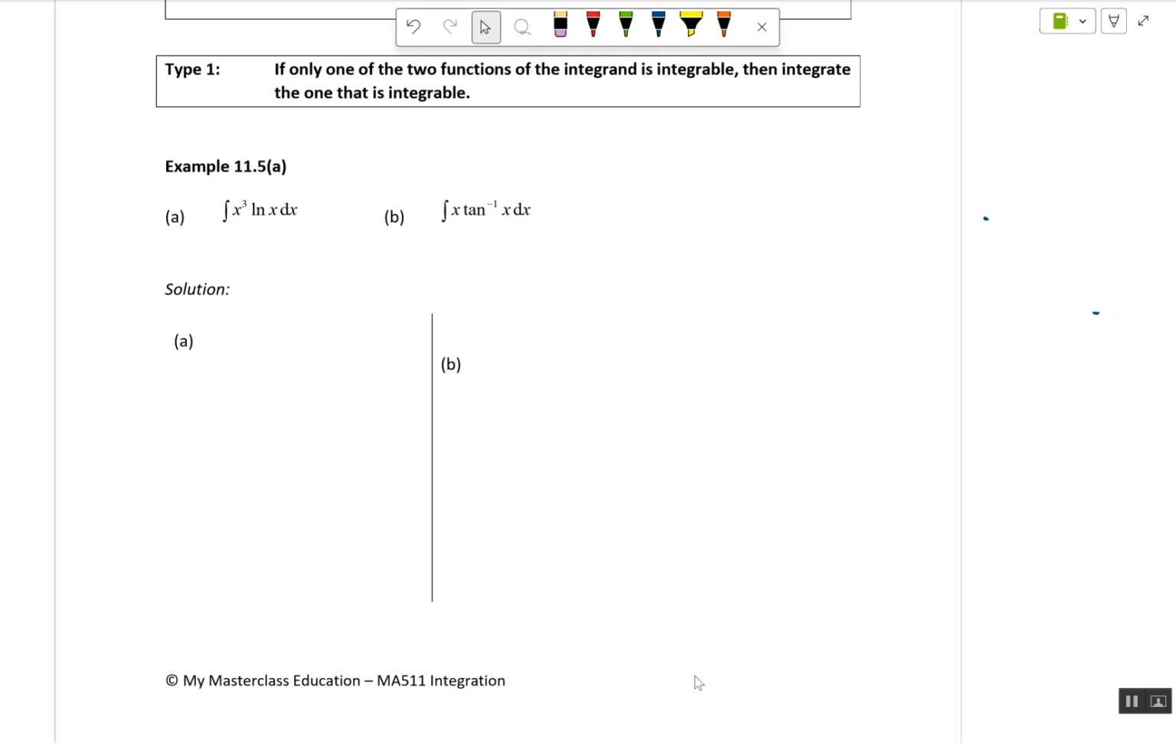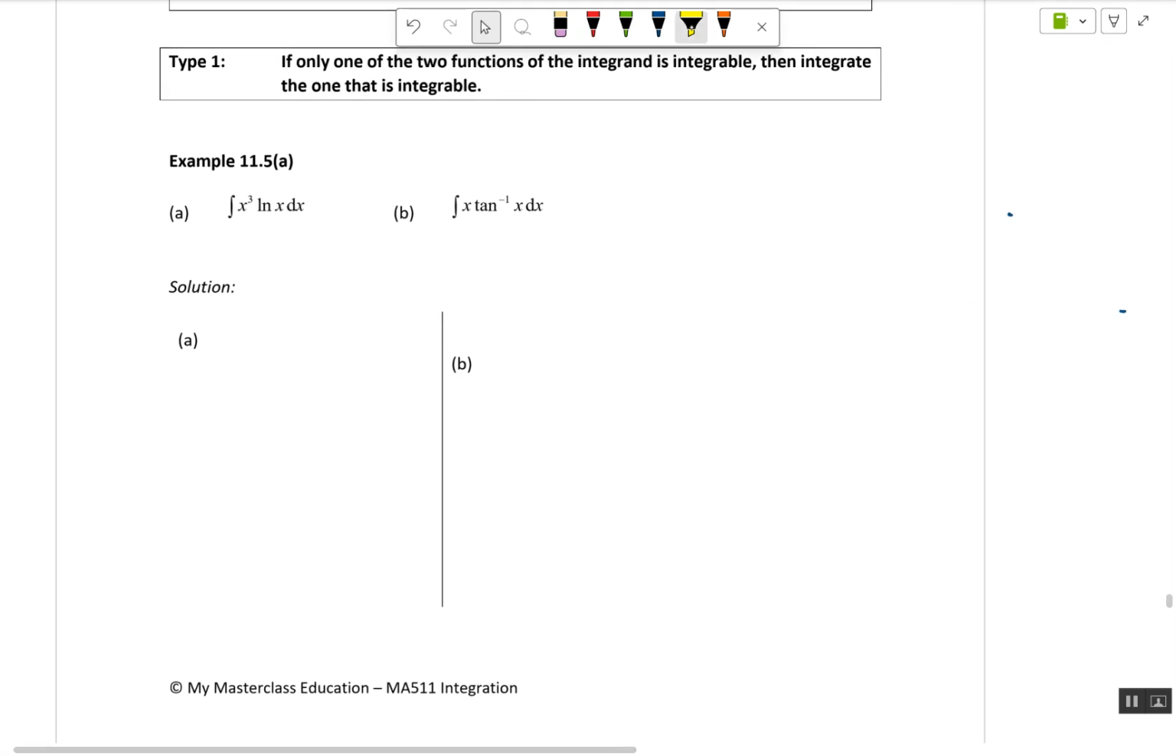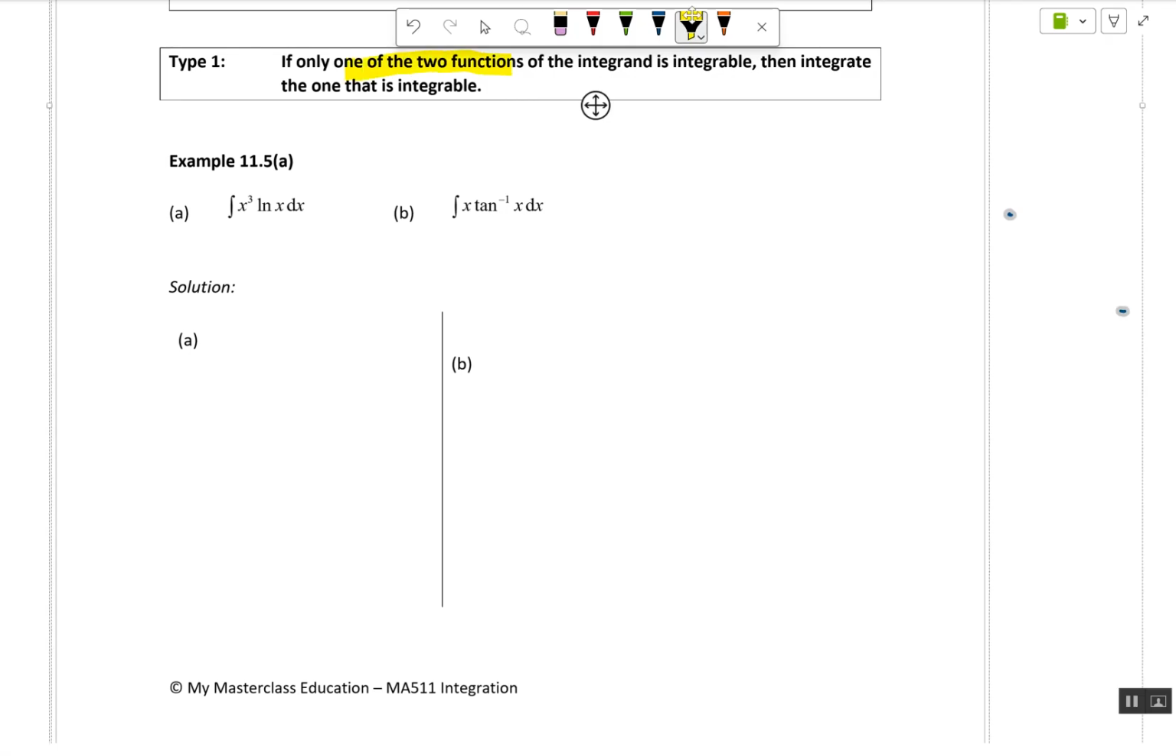The first type of expression where you need to apply integration by parts is when one of the two functions cannot be integrated. Then integrate the one that's integrable. So you look at this x cubed as well as ln x. Oh, ln x cannot be integrated. Ln x can only be differentiated.